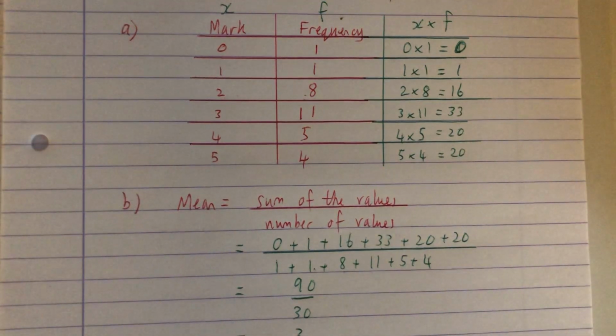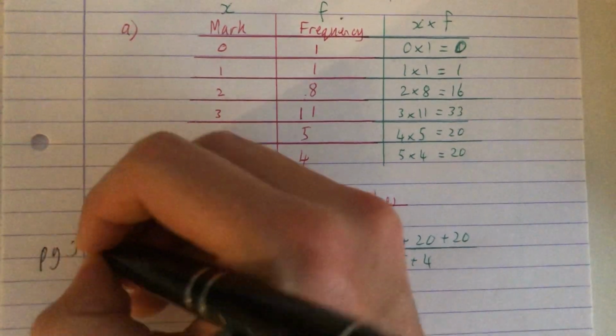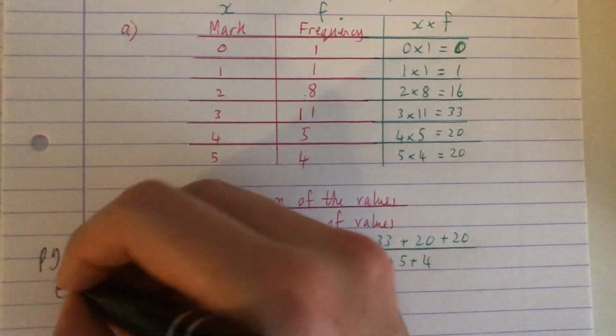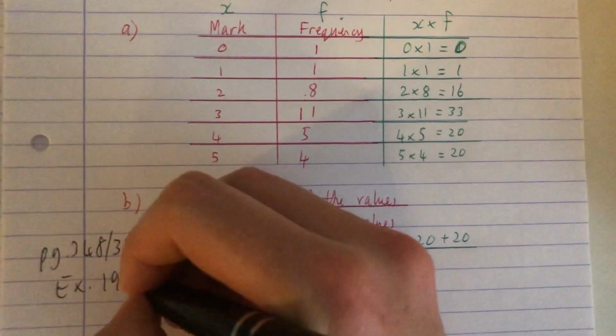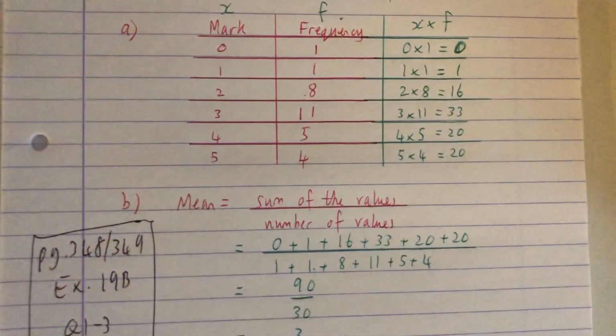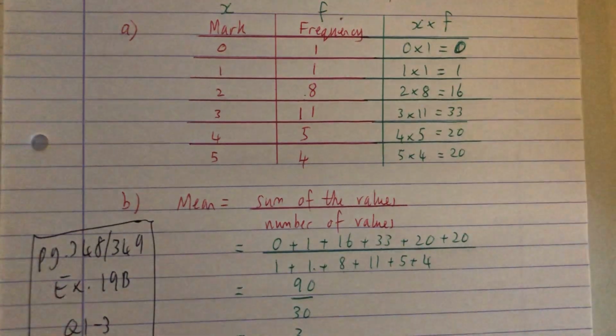Now the questions I would like you to complete, there's not many of them in the textbook, there's only 3 of them. They're on page 348, and they go on to page 349, and it's called exercise 19B, and I want you to do all 3 questions. Okay, all 3 questions using this method. And that's it.